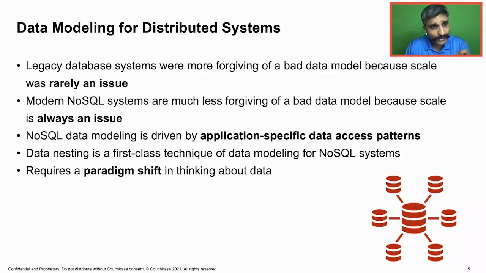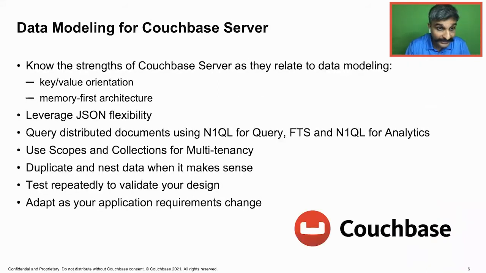When you look at data modeling for Couchbase, you really want to know the strengths of the Couchbase database system. Couchbase has a key value orientation. It is a memory-first architecture. Most likely, you're going to store data as JSON. You can query your data using N1QL for query, FTS, or N1QL for analytics. You want to make use of scopes and collections for multi-tenancy. You want to duplicate and nest data when it makes sense. You want to test repeatedly to validate your design. All these are strengths of Couchbase Server, which you want to keep in mind when you're designing your data model. So let's first talk about the relational to NoSQL mind map.